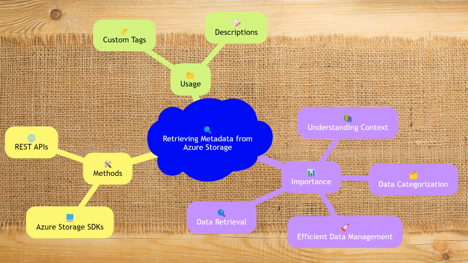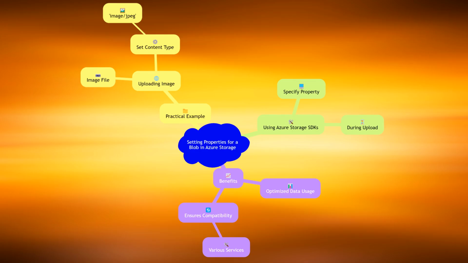Retrieving metadata from Azure Storage involves accessing user-defined attributes of storage objects. This can be done using Azure Storage SDKs or REST APIs. For example, you can retrieve metadata to get custom tags or descriptions associated with a blob. Accessing metadata is essential for understanding the context and categorization of your data, which aids in efficient data management and retrieval.